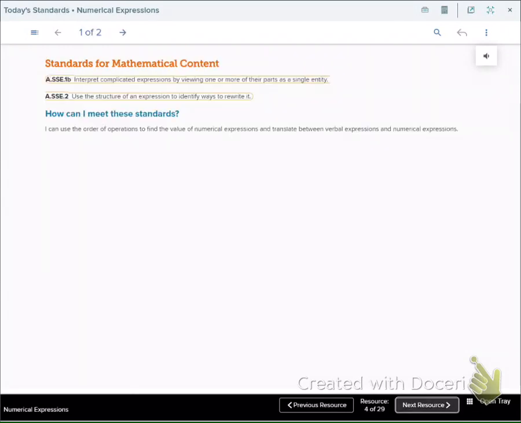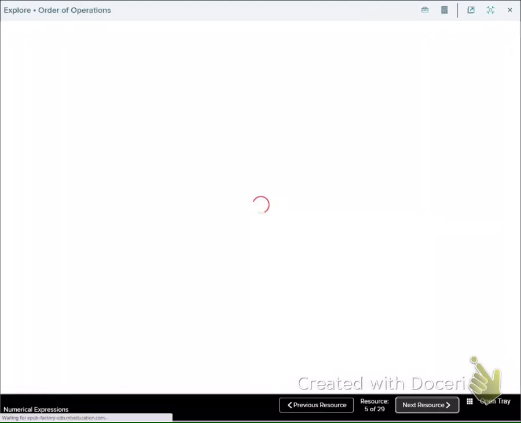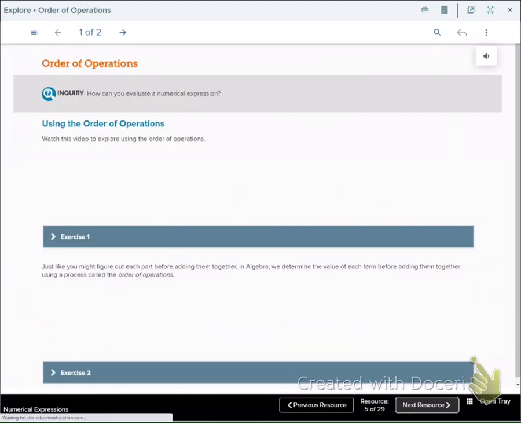So in today's lesson, we're going to look at some different things about evaluating exponents, evaluating numerical expressions. And the standards that we're going to cover are these two listed here. We're going to interpret complicated expressions by viewing one or more of their parts as a single entity. And we're going to use the structure of an expression to identify ways to rewrite it. That sounds a little bit stuffy and sophisticated, but it's actually pretty simple.